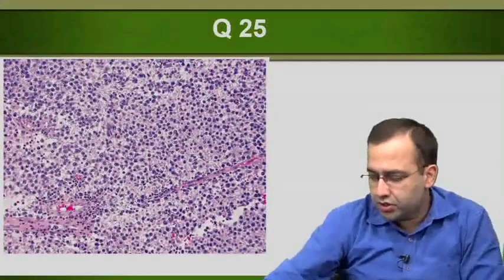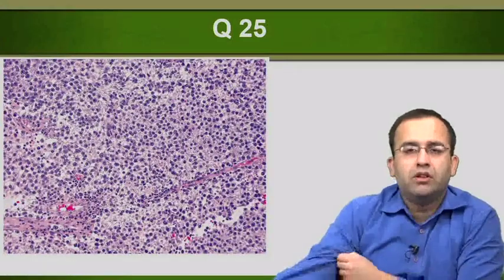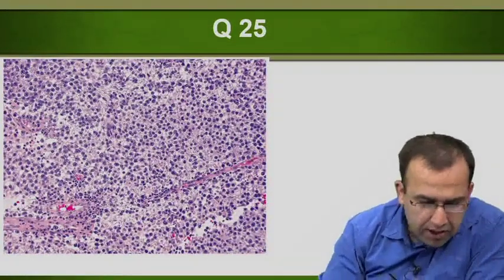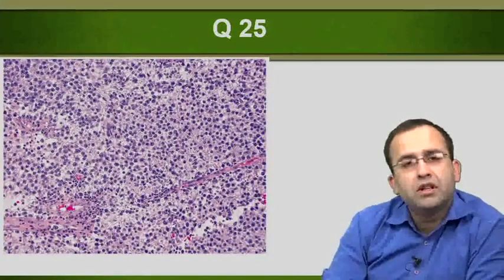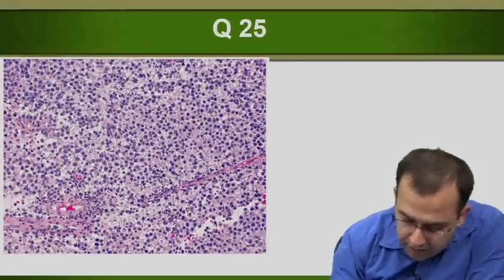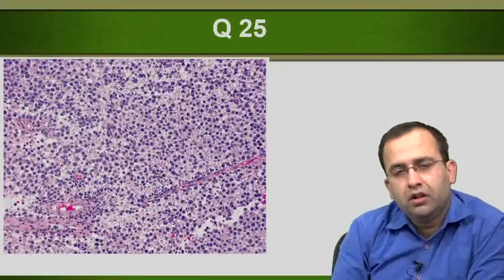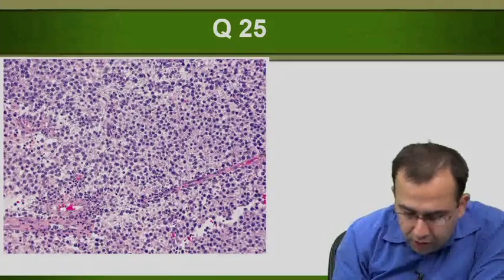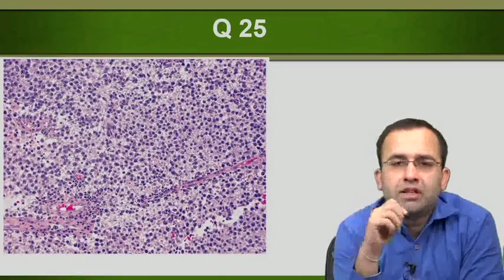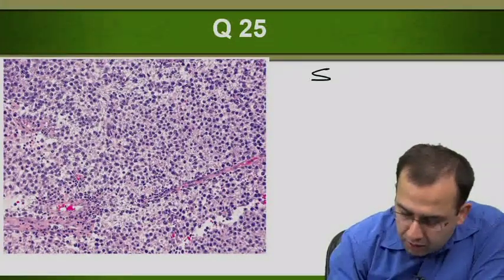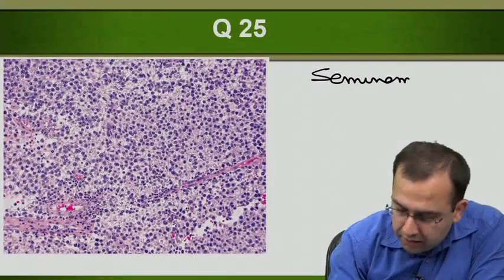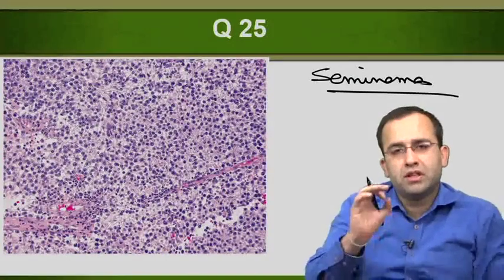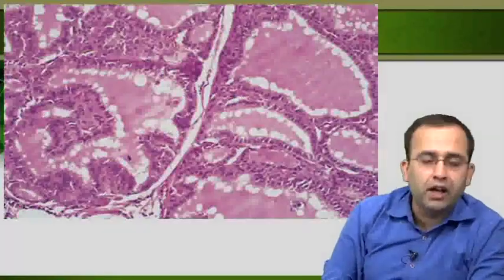Next, question 25, testicular tumor diagnosis. What you see in this is the presence of sheets of tumor cells, in which the parent organ is not there. The examiner is telling you that this is from the testis. Small nuclei, clear cytoplasm around it. Seminoma. Exactly. Majority of you were right in this. Seminoma. You have sheets of tumor cells, clear cytoplasm, small nuclei.